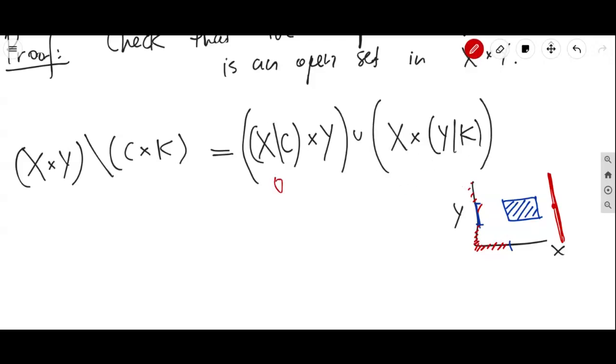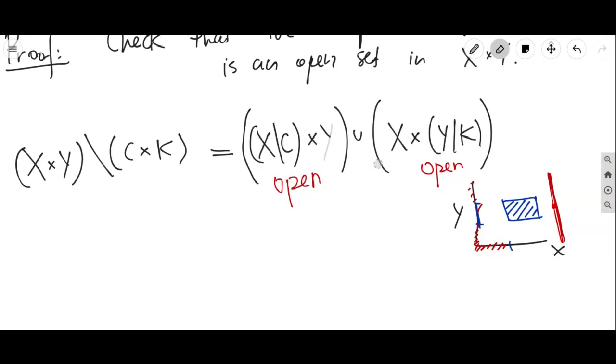And this is, of course, open, because this is open in X, because that's the complement of a closed set. And for the same reason, this is open, because X is open in itself. X is open in X. This is the complement of K, so that's open in Y. So this is a basic open set in the topological basis, so it's open by definition.